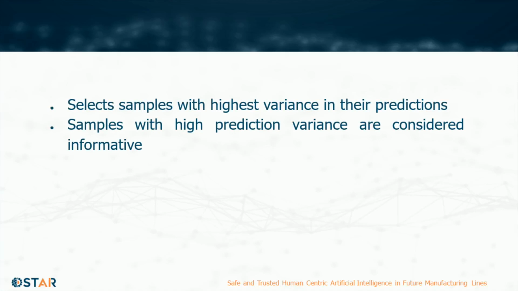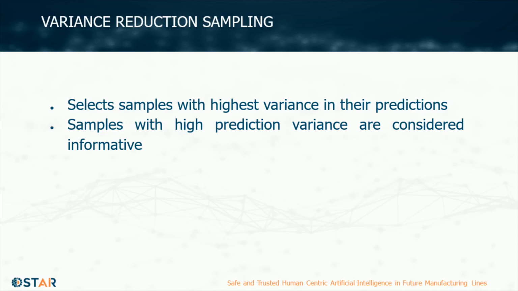3. Variance reduction sampling. Variance reduction sampling is an uncertainty sampling technique that aims to select samples with the highest variance in their predictions. The idea behind this technique is that samples with high prediction variance are considered informative because the model is uncertain about their true label.